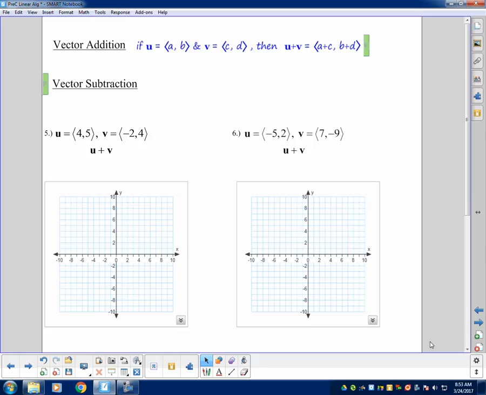And then subtraction, you could guess what that is. U minus V is just a minus c, b minus d. It's the same as adding the opposite of V, if you want to think of it that way. So we use three different colors here again. We use the three color scheme to show you what's happening when we add U plus V. You should have a geometric understanding of what it means to add vector V to vector U.